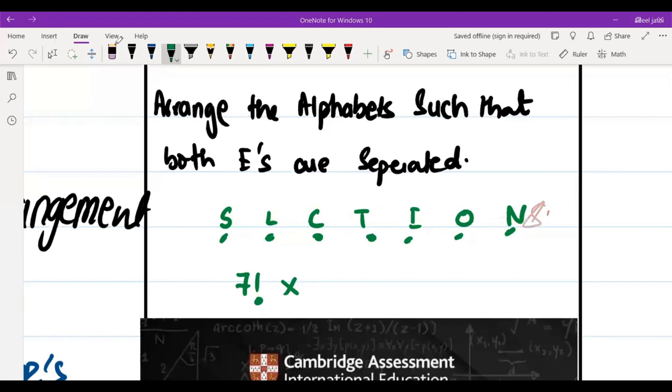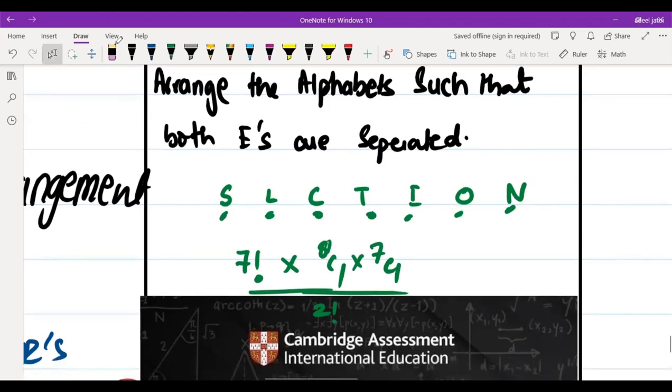In the 7 alphabets, we have 8 gaps. So if I place the first E, this should be 8C1. If I place the second E, this should be 7C1. And upon this should be what? 2 factorial, because the 2 E's are being repeated. So the answer of this should be 141120.